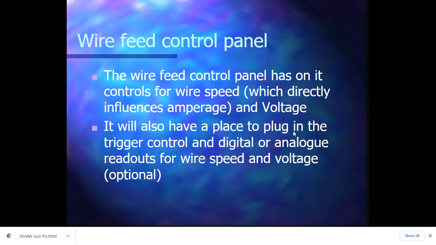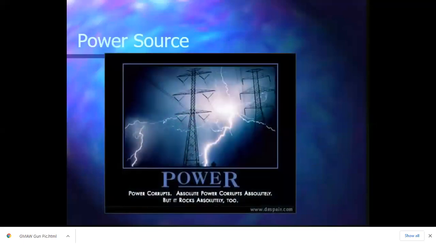It will also have a place to plug in the trigger control and digital or analog readouts for wire speed and voltage, which are optional. Ours are digital on some of our machines. They're quite nice, so you can get very precise, repeatable settings day in and day out. Power source. A lot of these machines, we call them power sources, especially if we're using a CCCV machine. That means it can do both constant current and constant voltage. It can be used for stick welding and gas metal arc welding, as well as flux core arc welding, possibly even TIG. Well, most do TIG as well.